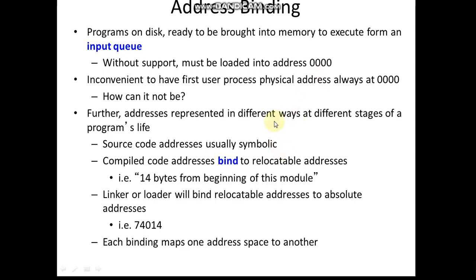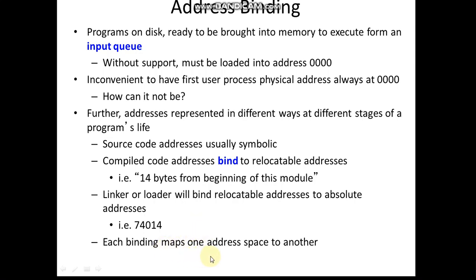Further, addresses are represented in different ways at the different stages also. Source code addresses are usually symbolic. When it is compiled, the real address is bound to that particular address. So the linker or loader will bind the relocatable addresses to the absolute addresses. Absolute address always begins with 0, and then the beginning of that process's address is added to that to get the relocatable addresses, and it is used by the linker and loader.